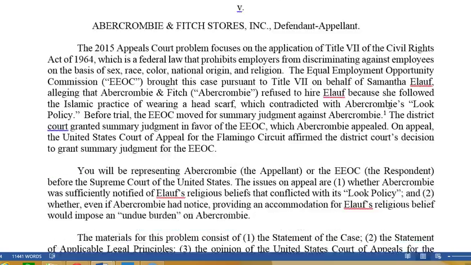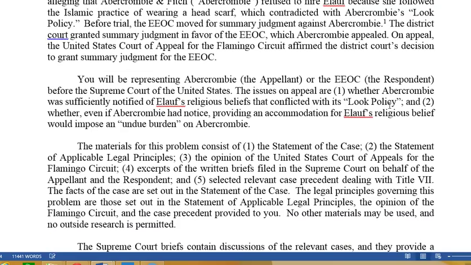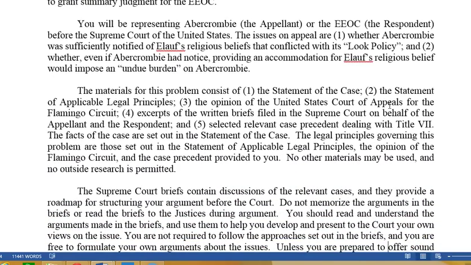Then, moving back to these questions, what I tried to overview here is just a way to think about each of these questions. If you are looking at the notification question, basically it breaks down along these lines. If you are arguing for Abercrombie, who's the appellant, you are arguing that because Elauf did not make a specific request for a religious accommodation, she did not notify Abercrombie.